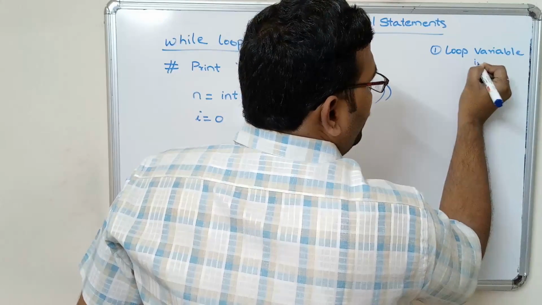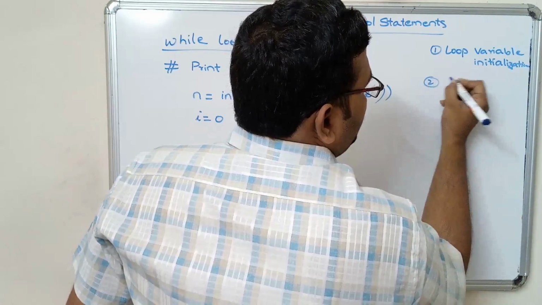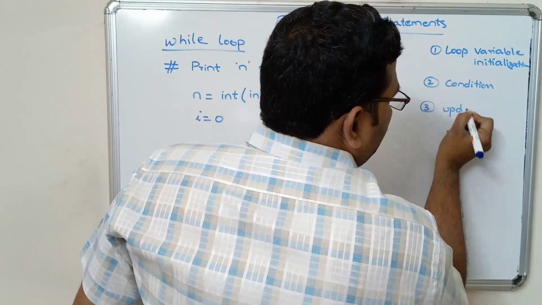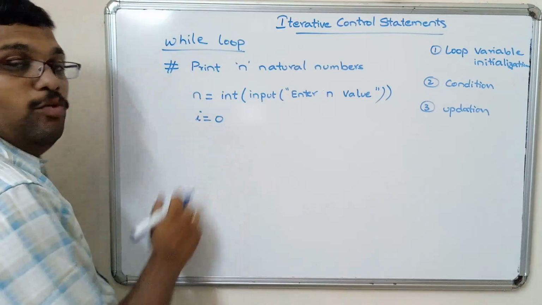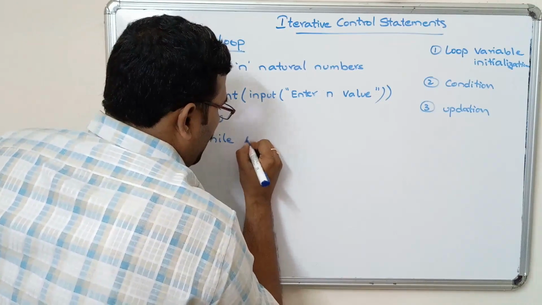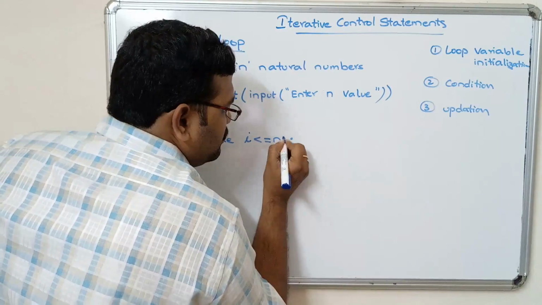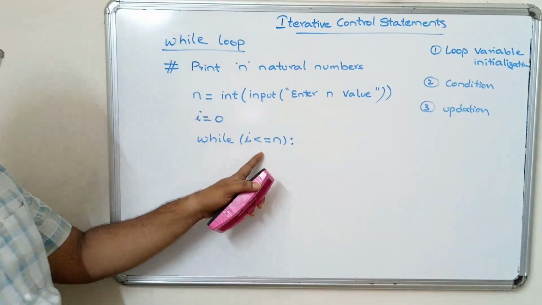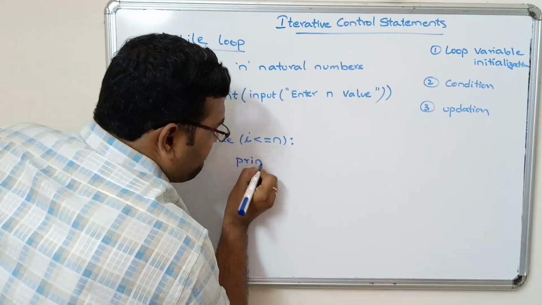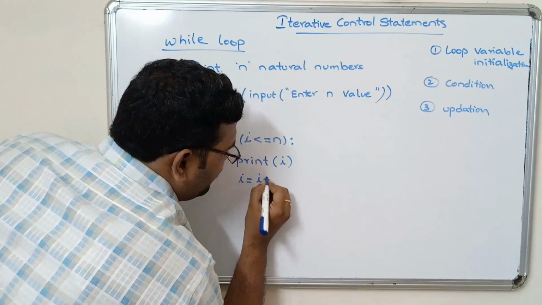So we have to remember loop variable initialization, next condition for termination, next updation. Now this is a loop variable while I less than or equal to n. So this is a condition where we have to stop. What we have to do? Print I, I is equal to I plus 1.